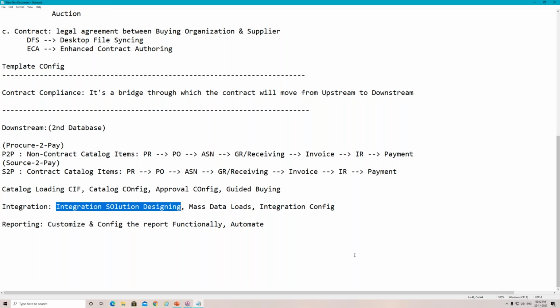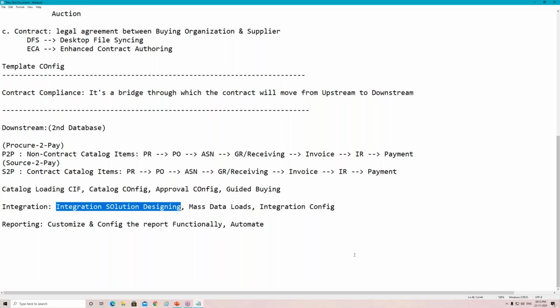In this case, as you said, your client is using upstream and downstream. There also, I will ask which kind of procurement they are doing: direct procurement or indirect procurement, automated procurement or manual procurement. In this way, we will decide the different scenarios.